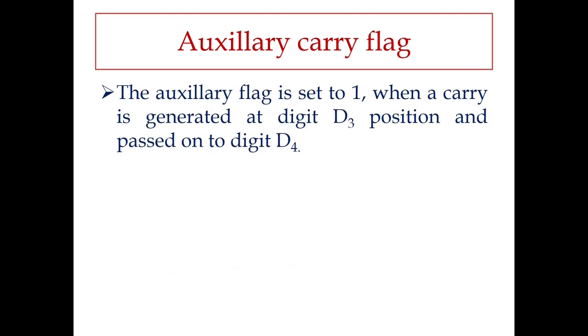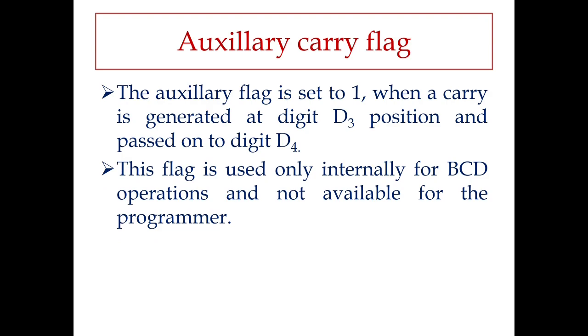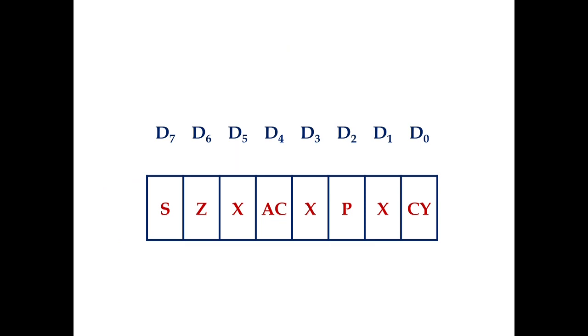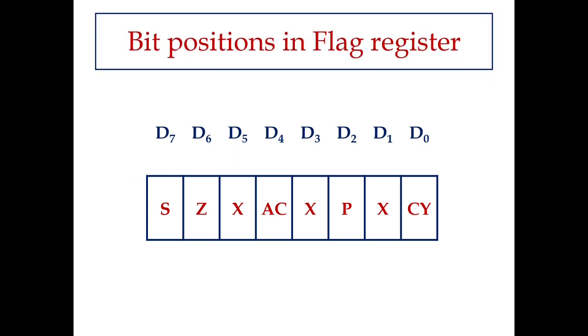Auxiliary carry flag. This auxiliary carry flag is set to 1 when a carry is generated from the digit D3 position and it is passed on to the digit D4. This is done internally within the processor, which is not available to the user. So this flag is used only internally for BCD operation and it is not available to the programmer. These are the 5 flags available in 8085.